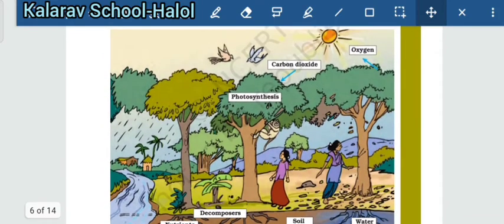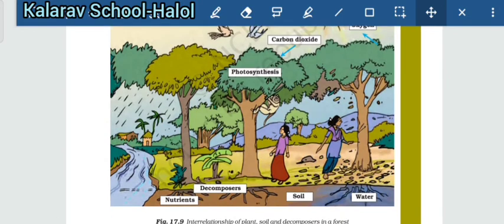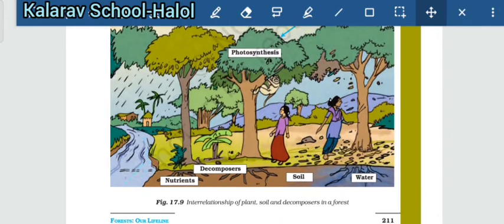So plants give us oxygen and take in carbon dioxide during the process of photosynthesis. Soil has nutrients and water, and soil and water are needed by the plants. Plants produce oxygen. We take in oxygen and give out carbon dioxide. In this way, the whole ecosystem is directly or indirectly interrelated.